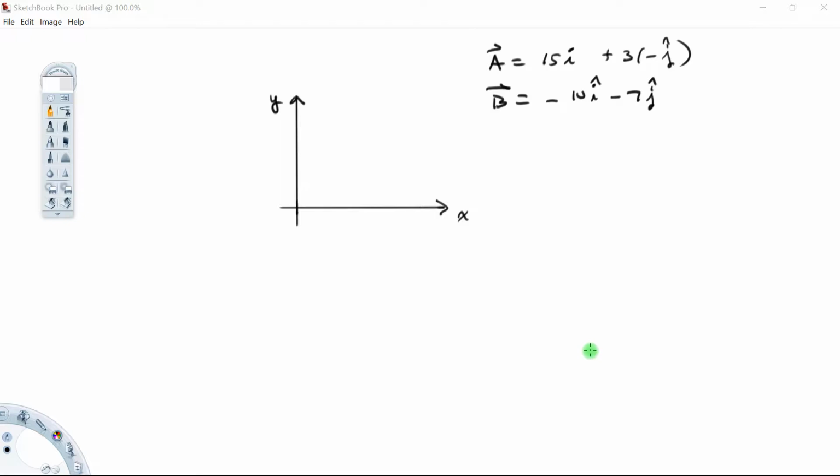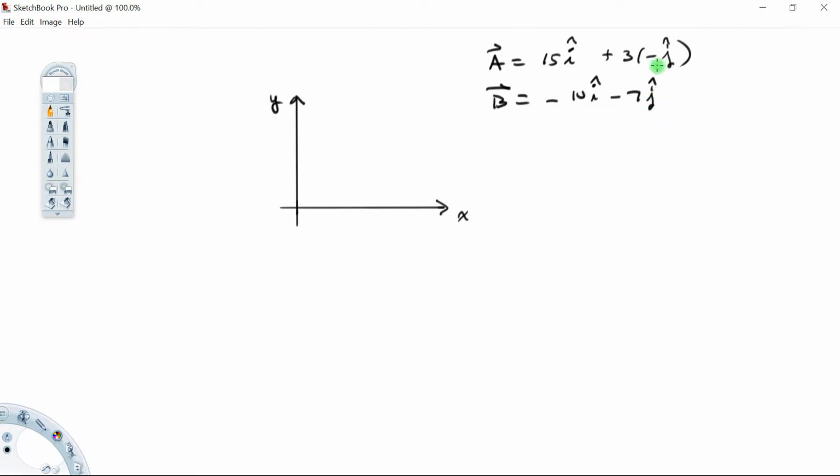I'm making this video here to demonstrate how to add vectors when they're in unit vector form. So this will be a pretty short video. Imagine we've got the two vectors here that I've listed. Vector A is 15i plus 3 in the minus j. I should have a caret symbol over it. And then we've got a second vector B here, which is minus 10i minus 7j.